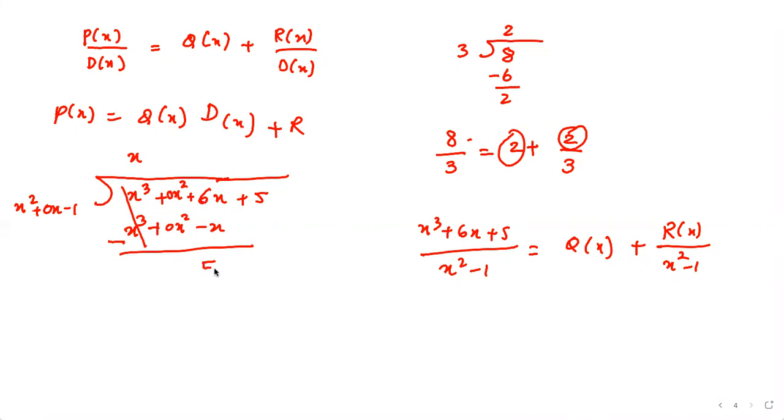6x minus x is 5x and plus 5. Now, surprisingly, this question you can't divide further, okay? Because if you're dividing by x squared minus 1 and your remainder you get is already linear, you cannot divide further. So you have to stop. So in this case, my quotient that you get is x plus the remainder that you get, 5x plus 5 upon x squared minus 1.